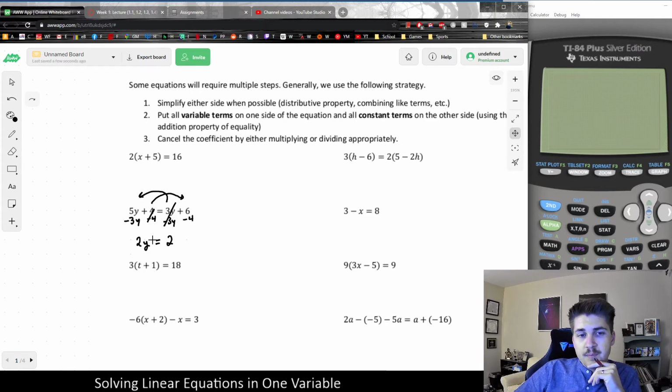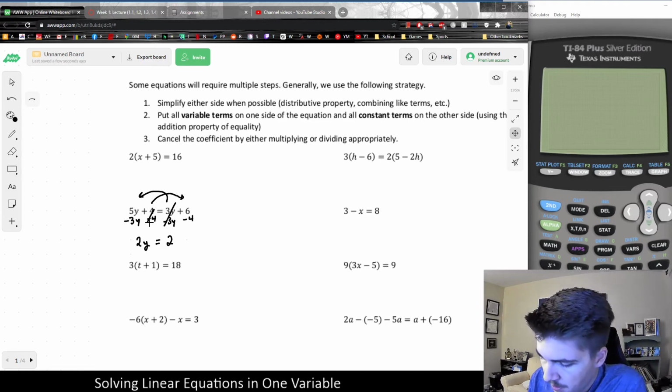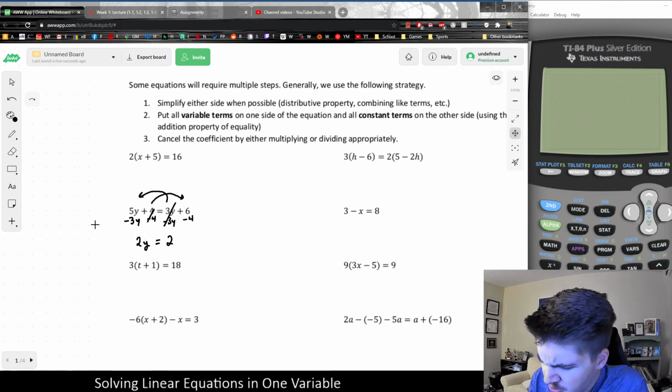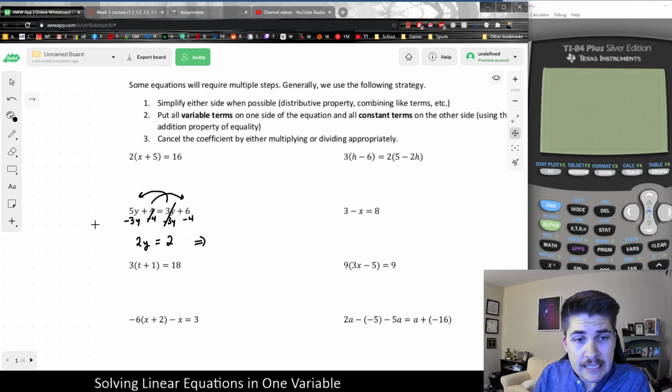Now, I'm still not done because I have 2y, and so I still need to divide both sides by 2 to cancel out the coefficient. And the coefficient is just the word for anything attached to a variable term. I'm trying not to use too many big words, and to review what those mean. This is all elementary algebra stuff, but for a lot of you, it might have been a while since you've had algebra, so I don't want to skip too much.